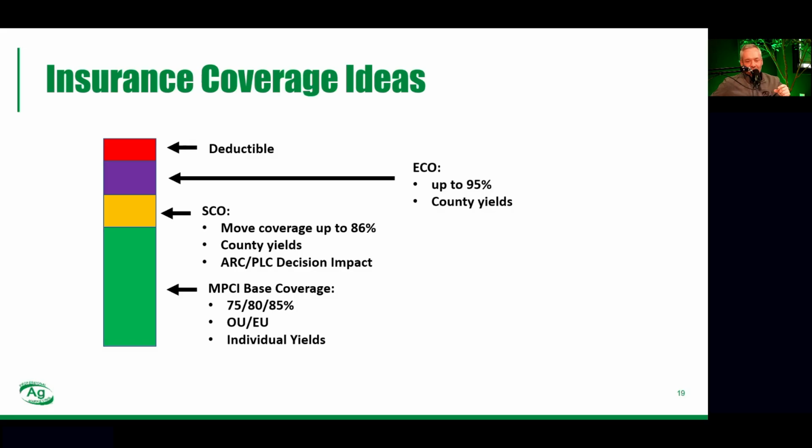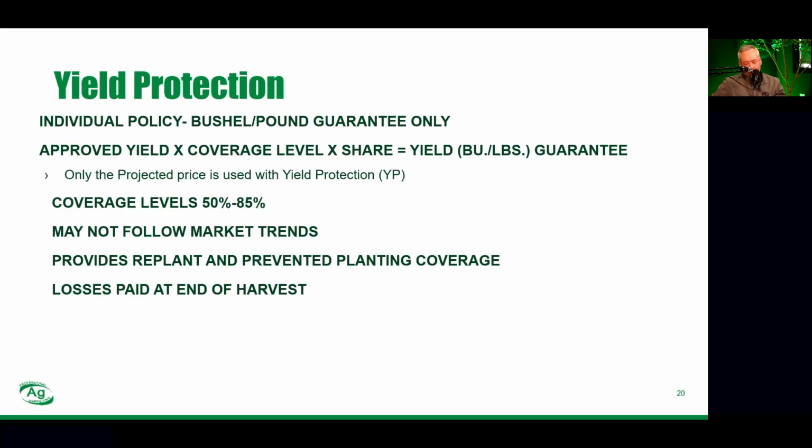That orange bar is that SCO coverage, and the purple bar is ECO coverage. They sit on top of my individual plan and can provide great protection up to 95%. Just a little bit different in how they work, using kind of a combination of individual APH and county final yields to determine a payout. All right, so let's get into an example of how these products work.